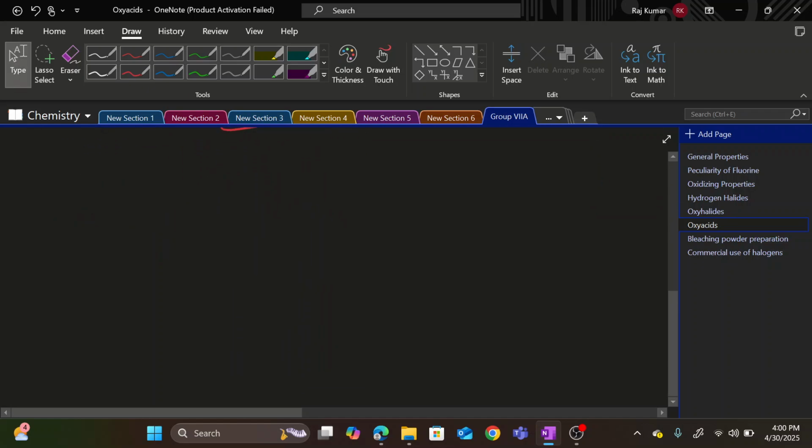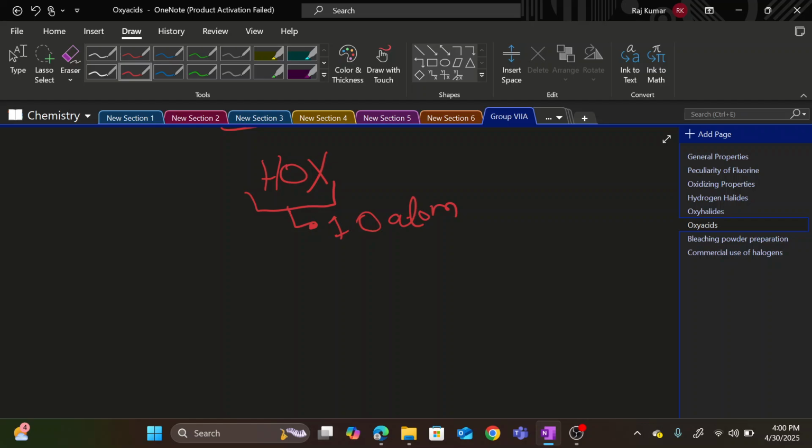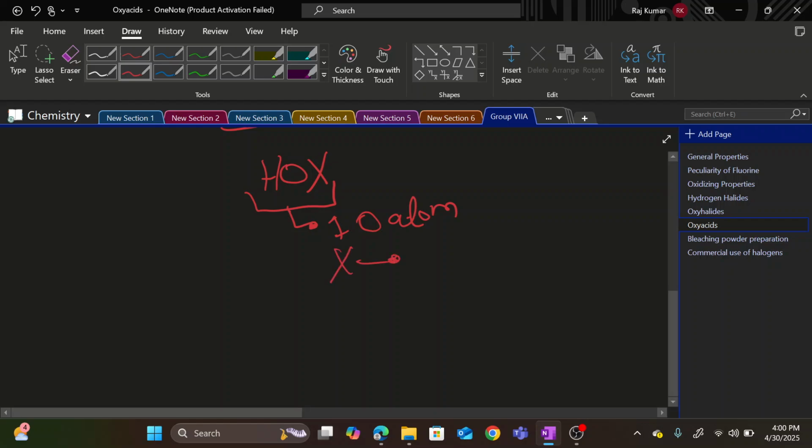Whenever we are going to have this, this is an oxy acid of halogen. When an oxy acid of halogen is having one oxygen atom, the oxidation state of halogen is plus 1, and at that point the acid is said to be hypohalous.